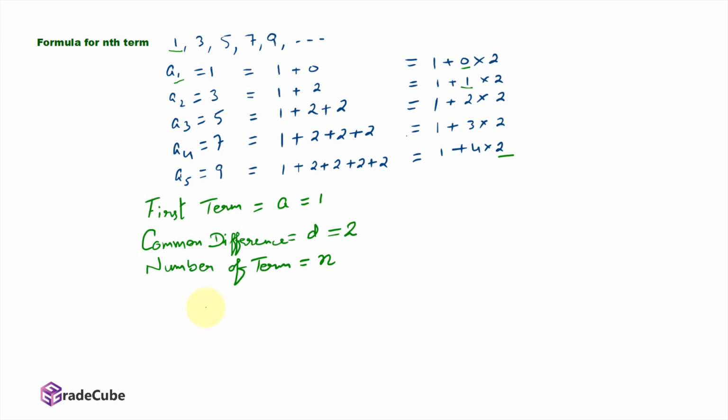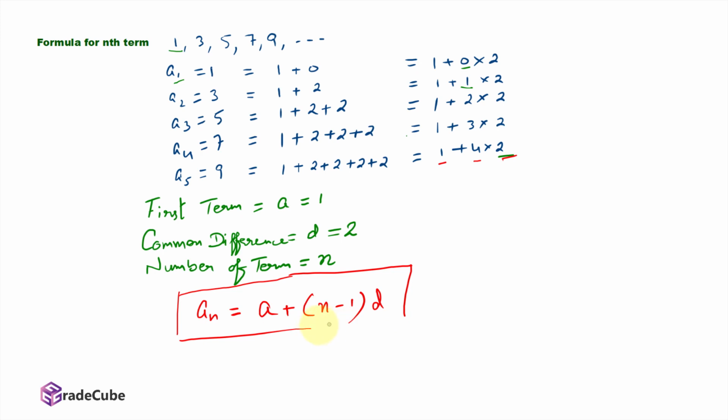So any nth term can be written from here. The first term means a plus this value. This is 1 less than n, means n minus 1. And this term is common difference, means d. So this is the formula for finding out the nth term of an AP. It is an equals a plus n minus 1 into d. Hope you understand up to this point.